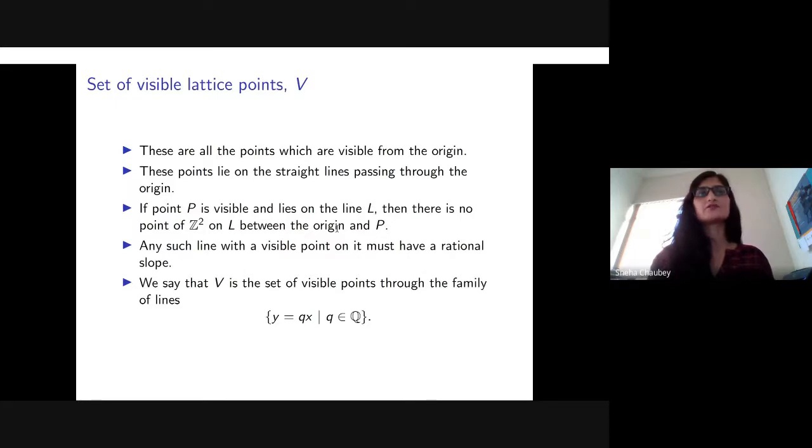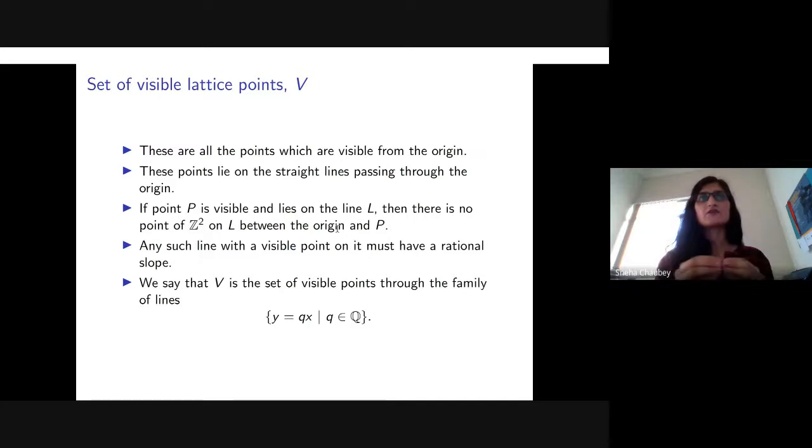And if a point is visible and it lies on the line L, let's say, then there is no lattice point lying on L between the origin and the point. Right? So it has to be visible. So there shouldn't be any other lattice point lying on the line joining origin and the point. And any such line which will have a visible point on it should have a rational slope. So that is also easy to see. So if you have an integer point lying on a straight line passing through the origin, then the slope should be rational.